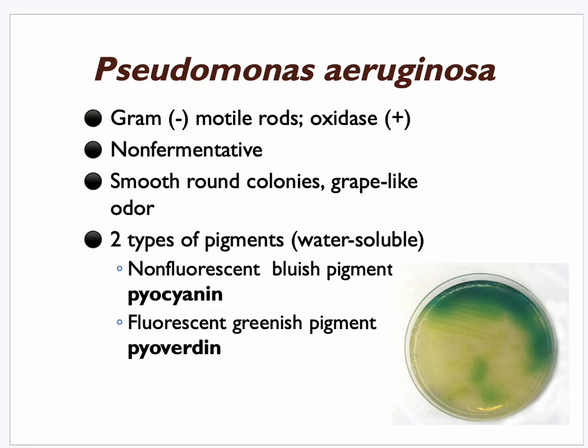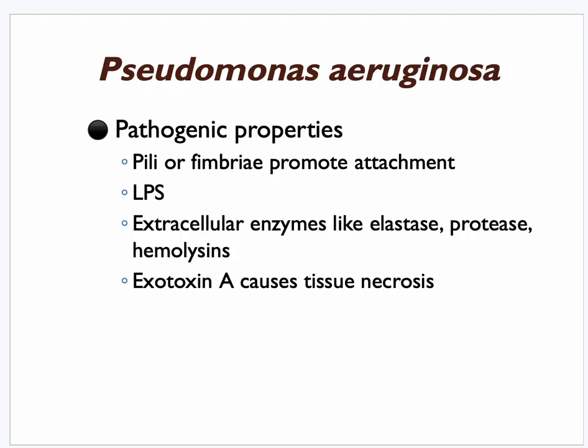So your Pseudomonas aeruginosa is a gram-negative, oxidase-positive, non-fermentative, with smooth round colonies and a grape-like odor. There are two types of pigments, no? Si Pseudomonas, very important that you know. Pyocyanin, a non-fluorescent bluish pigment, and pyoverdin, a fluorescent greenish pigment. Okay.